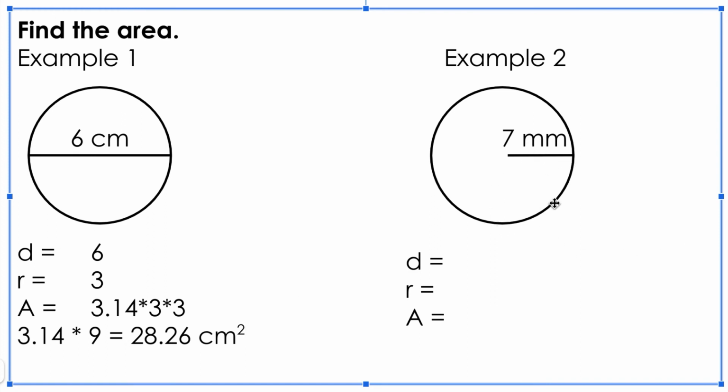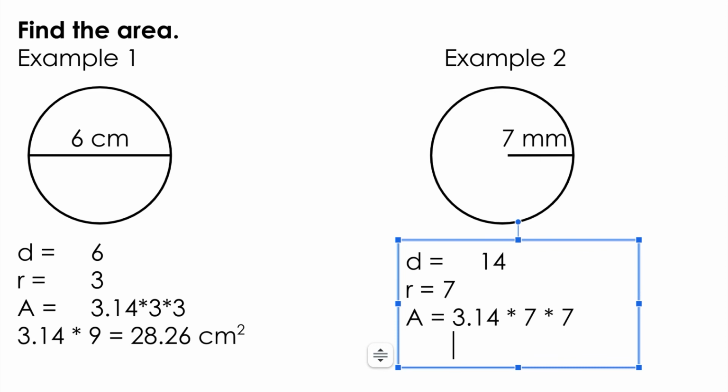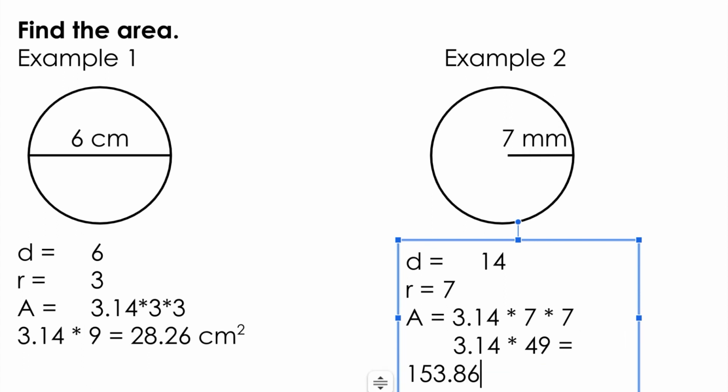For example number 2, they give us the radius, which is 7. The diameter is the distance all the way across the circle, which is 14. And we're going to use that radius number to find the area. Area is pi times radius times radius. So 3.14 times 7 times 7. I know that 7 times 7 is 49, so I'm going to do 3.14 times 49 in my calculator. I get 153.86 millimeters squared.